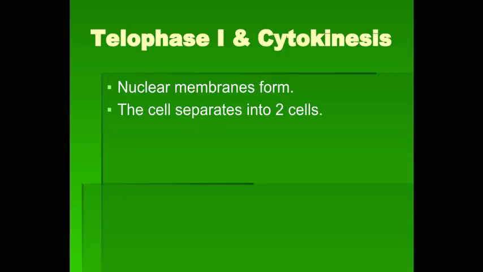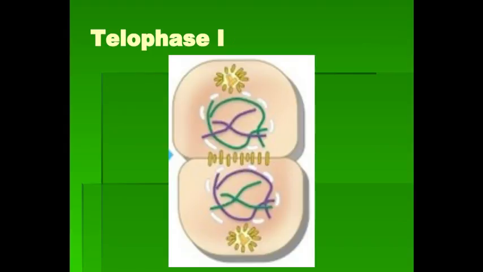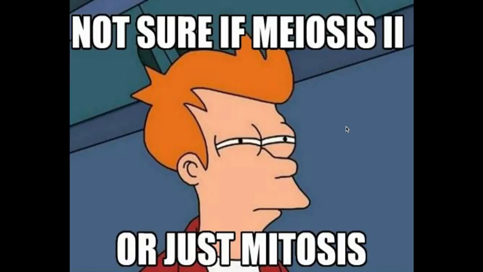So we are starting to form two completely separate cells. The nuclear membrane is forming around those chromosomes, and we are going to be moving out of meiosis 1. So you can see here where we have our two individual cells forming, our nucleus starts to form, and then we will have two cells.